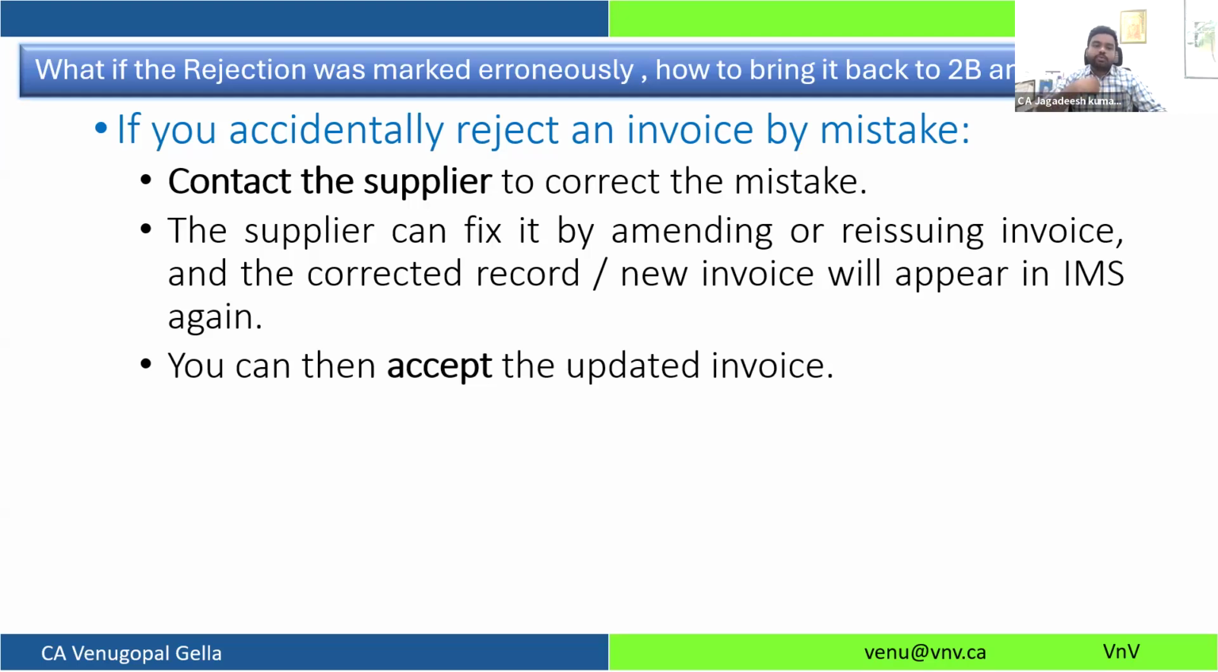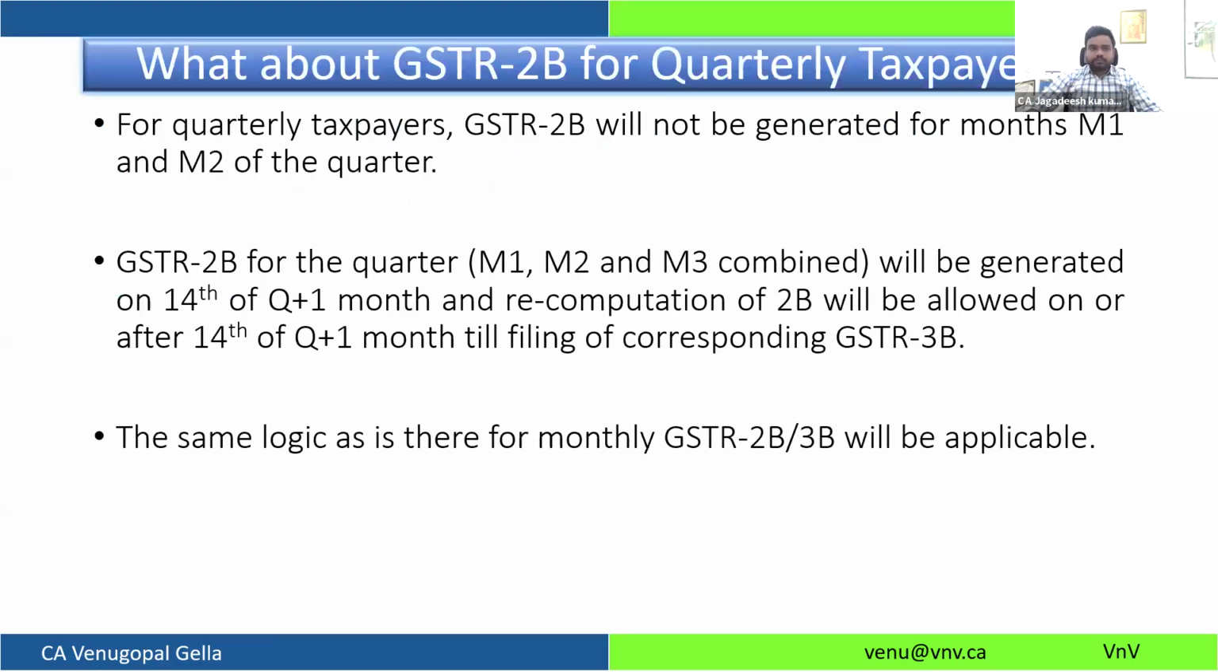So what I can do now, if you have not filed your 3B, is contact your supplier to re-upload that invoice again. Either the supplier can fix it by amending it, or reissue the invoice as a corrected record. And thereon you can take the action on that invoice.